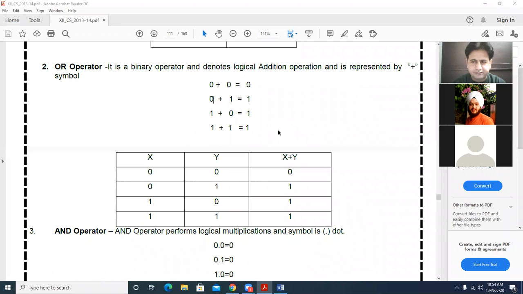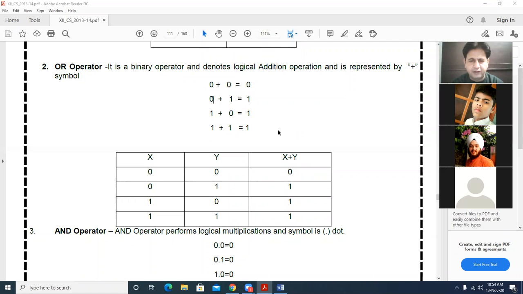Abhishek? Jatin, yes, sir. Any doubt in this? No, sir. Okay, beta.